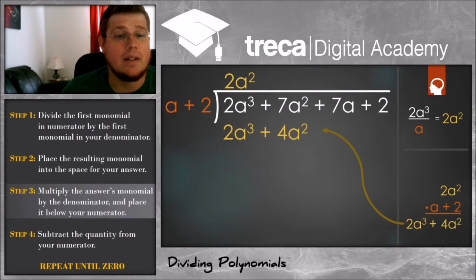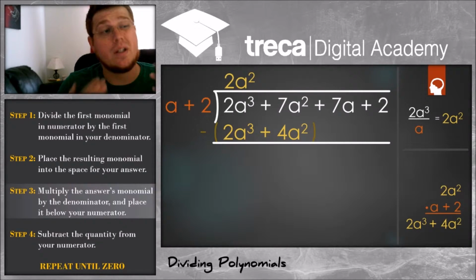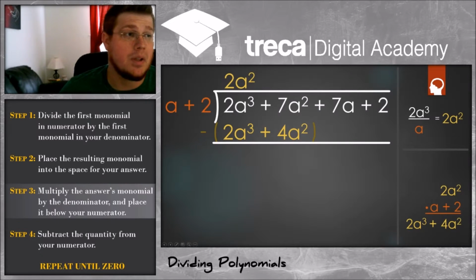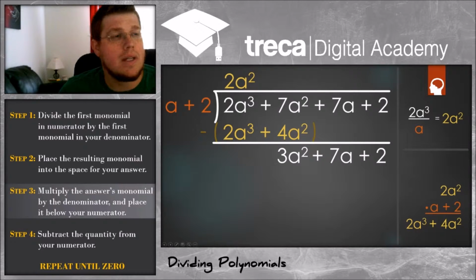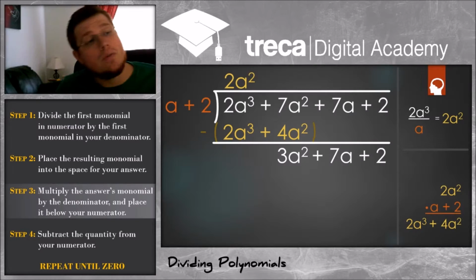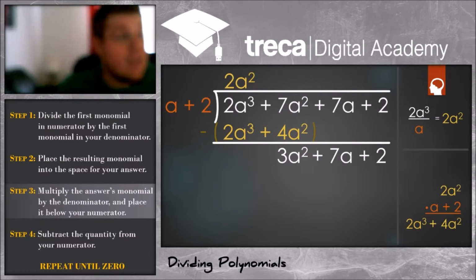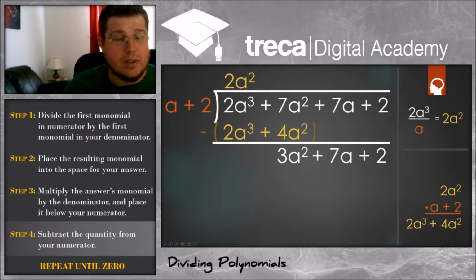And then last, we're going to subtract that quantity from the numerator. Now it's really important that you subtract the whole quantity. It's easier if you line up your like terms. So 2a cubed minus 2a cubed is nothing. If you have 7a squared and you get rid of 4 of them, you have 3a squared left. And we didn't do anything with the 7a, and we didn't do anything with the plus 2, so those come right on down. Okay, that was our step 4.